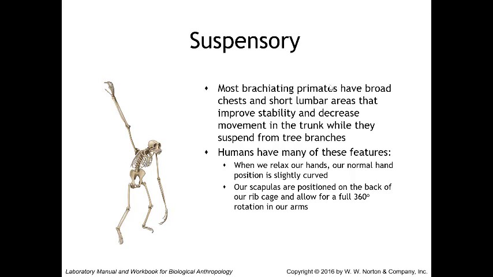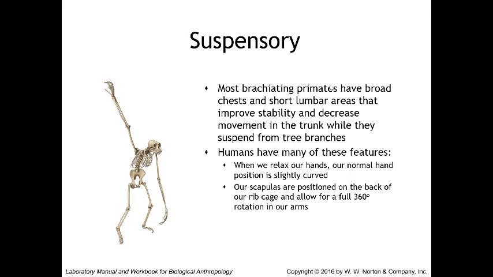Humans have many of these features still. When we relax our hands, and I want you to try this out as I say it, when you put your hand out and you relax your hand, our fingers will curve, right? So you put your hand flat, relax, you notice your fingers curved. That is a brachiator trait, curved fingers. We also have scapulas that are positioned on the back of our rib cage, which allow for a full 360 rotation in our arms. We have these features because in our evolutionary past, our ancestors were brachiators. So we have maintained some of those adaptations.